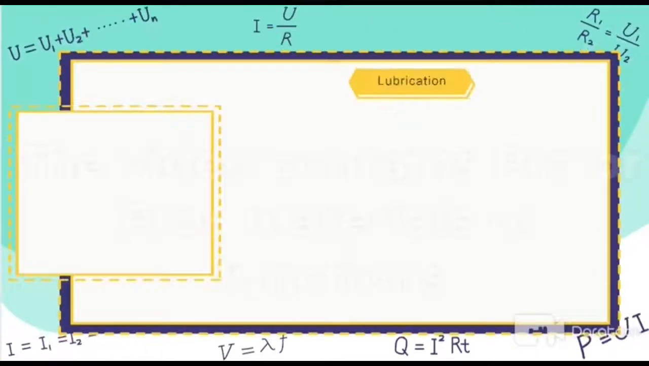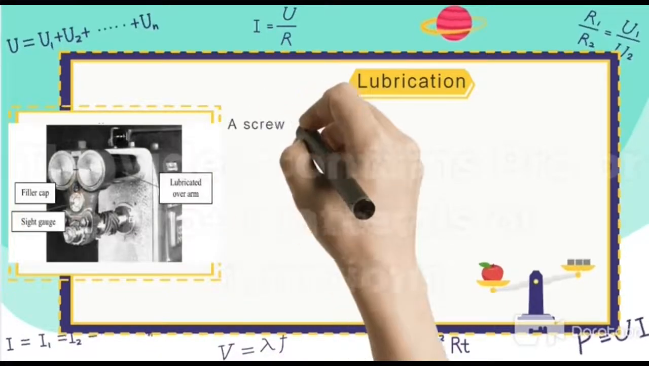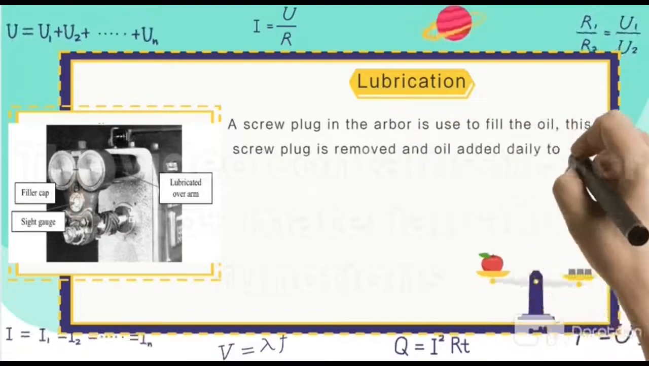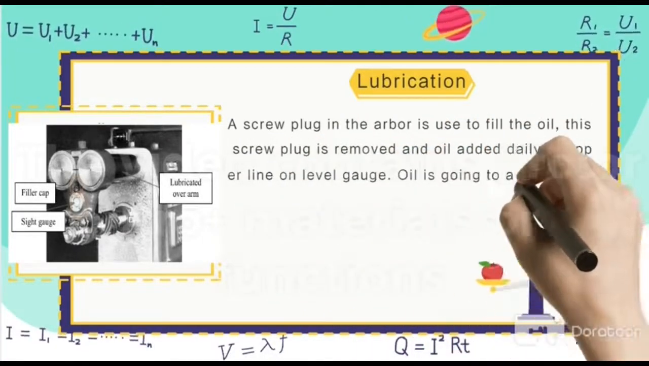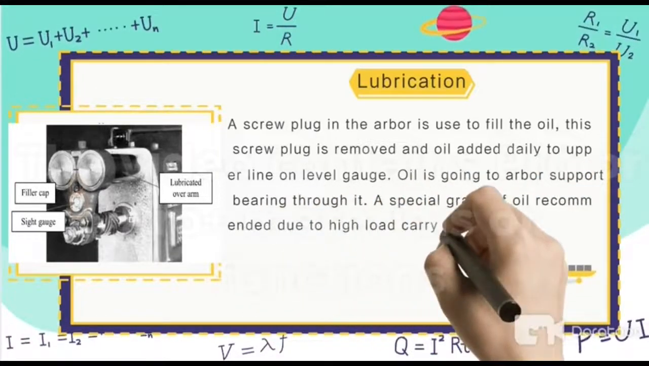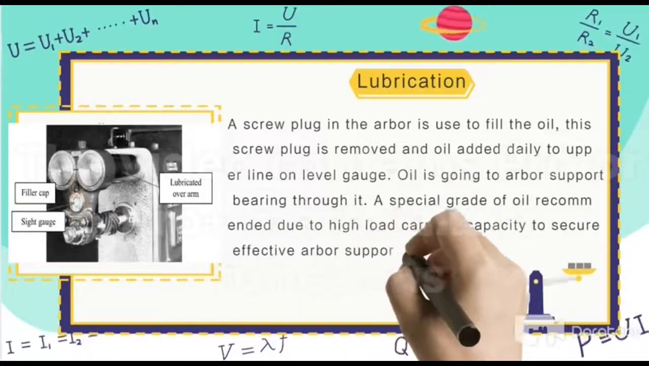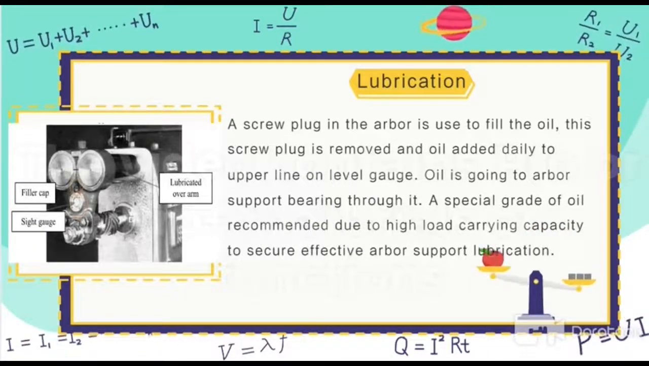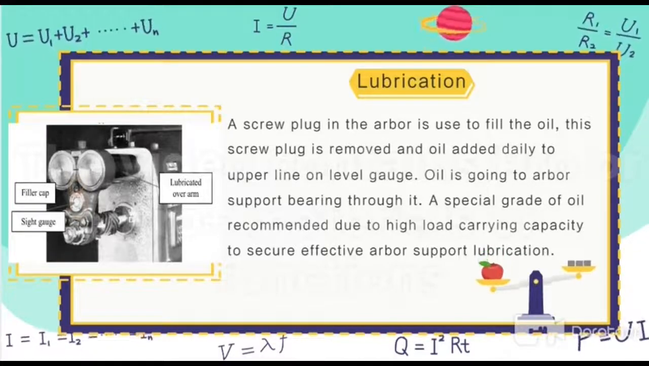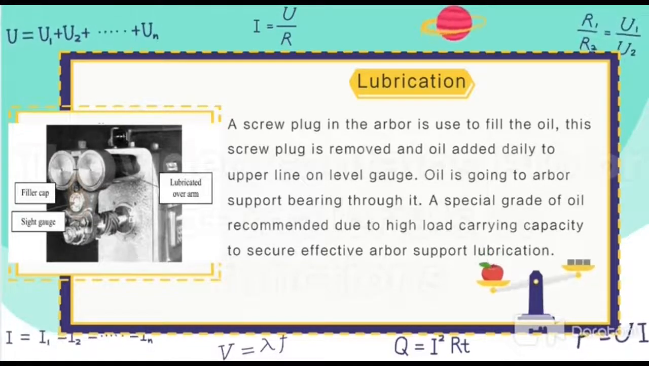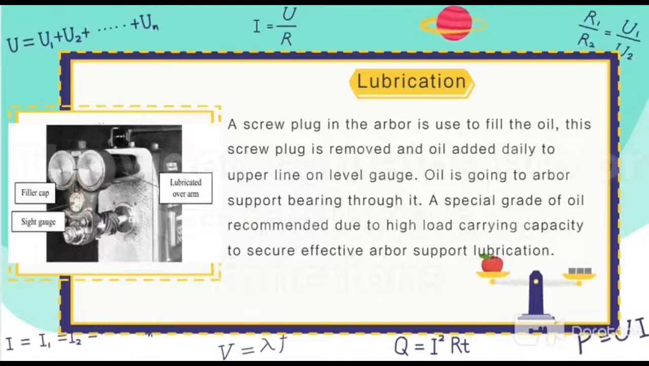Last but not least, arbor support lubrication. A screw plug in the arbor is used to fill the oil. The screw plug is removed and oil added daily to the upper line of the level gauge. Oil goes to the arbor support bearing through it. A special grade of oil is recommended due to its high load carrying capacity to secure effective arbor support lubrication. Now we shall move to see the types of arbor support.